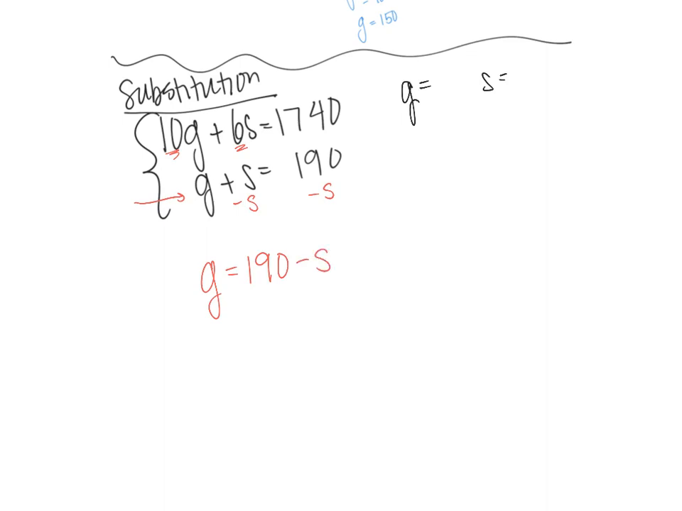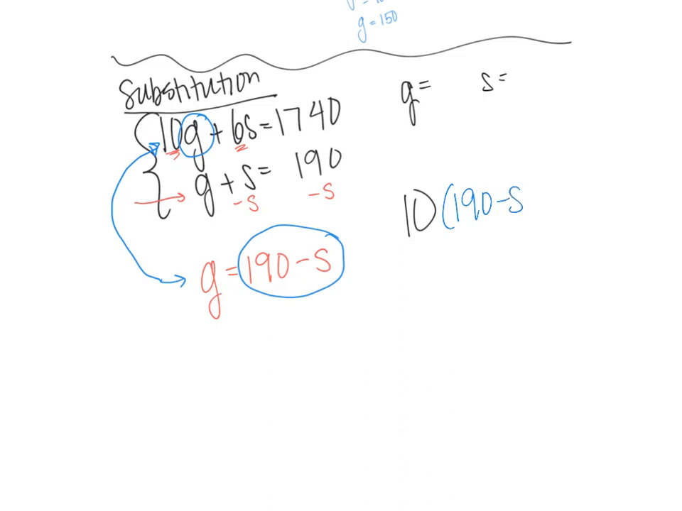So to substitute means I take this second equation that I just rewrote and I want to substitute into the first equation. And so what I'll be substituting is this 190 minus S is going to go in place of the G. So that would look like 10 times 190 minus S. That's in place of that G. And everything else is staying the same.